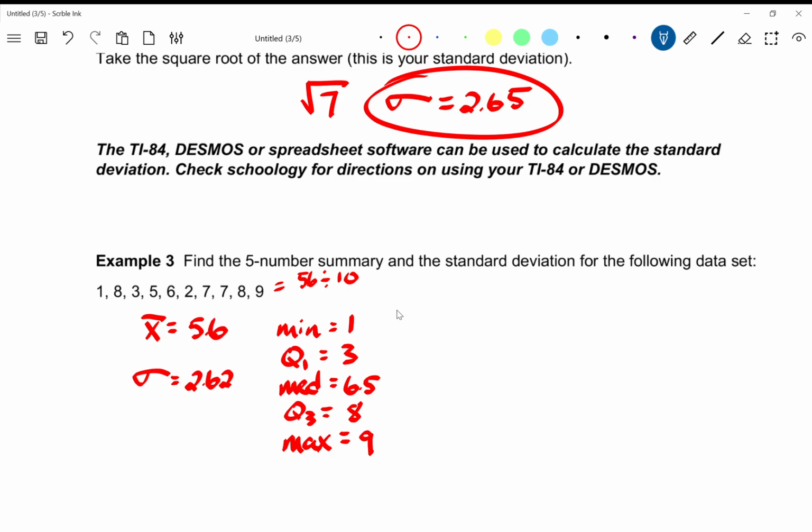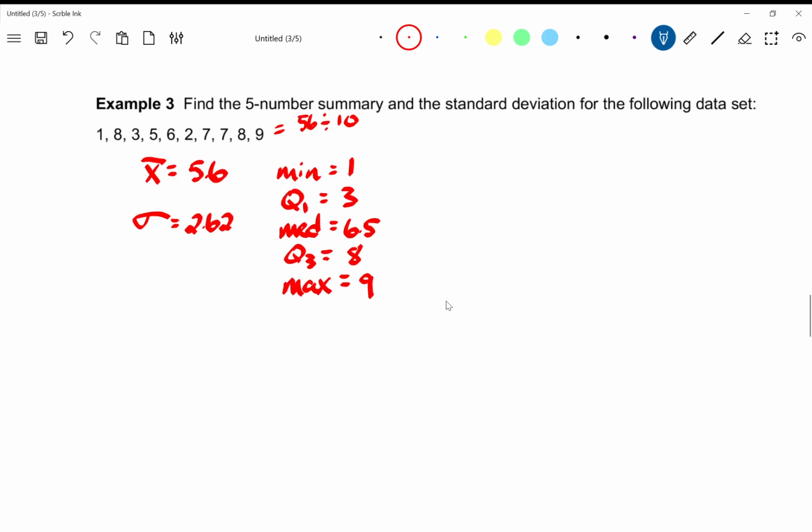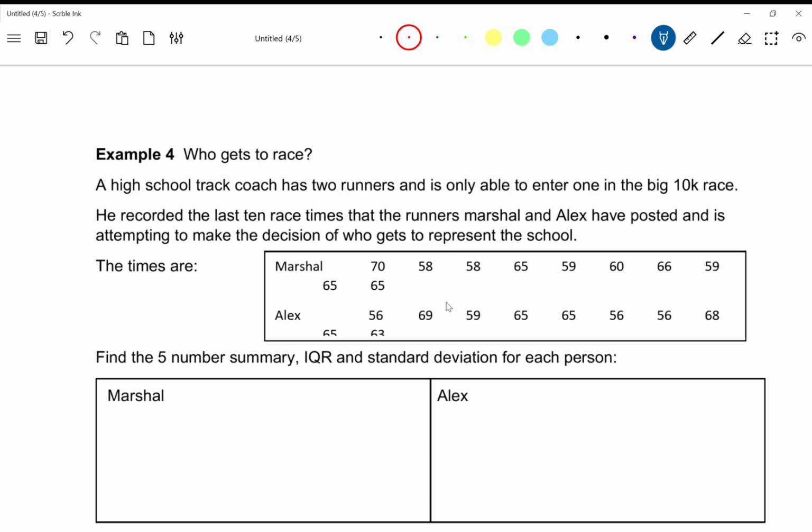Okay, excellent. Now, up here, you'll probably notice that I skipped this part up above. I'm going to make a separate video on how to find all of this information on the TI-84 and how to do it on Desmos. For our next example, you need to know how to use the calculator or Desmos to find this information so that we don't have to calculate it by hand every time. So if you need to, go watch that video first, and then we'll get back to these problems.